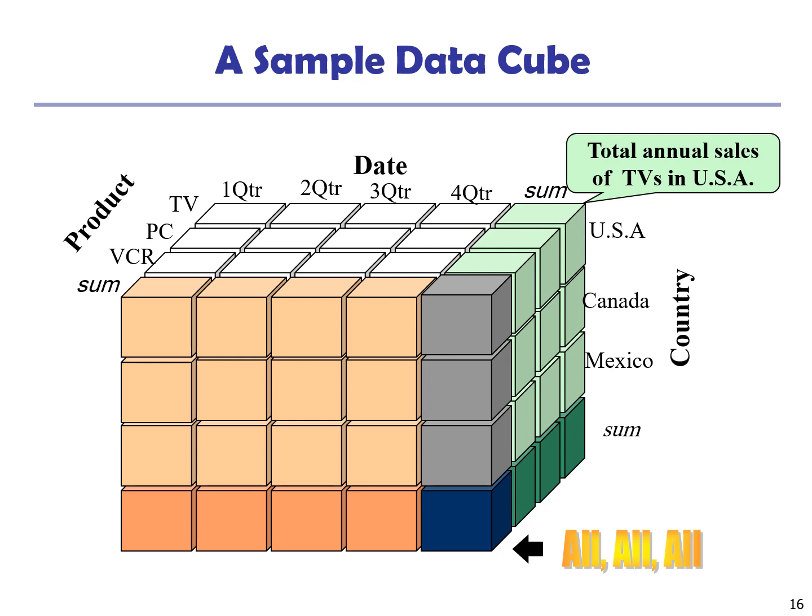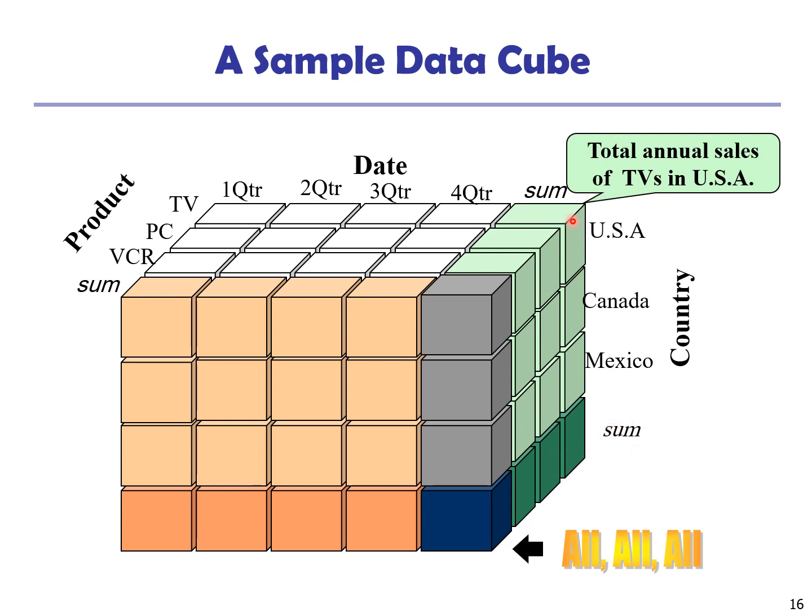The sample data cube is showing here. These are the products, here we have the time, and here we have the country. Now, this is the first quarter, second quarter, third quarter, fourth quarter, and we have the products: TV, PC, VCR. The countries we have here: US, Canada, Mexico. And notice that we also have some sums.